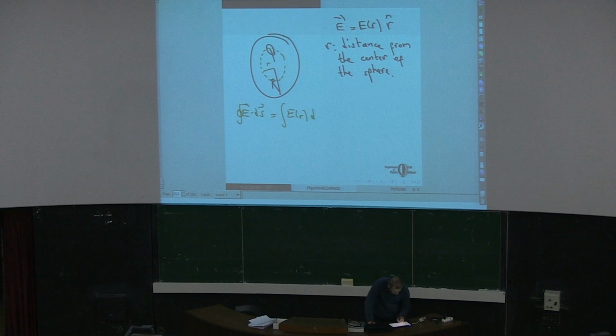E_r times dS. Now E_r is just a constant which I can take out of the integral. The remaining part is nothing but the sum of the areas of the patches that make my sphere. That gives me the total area, 4 pi r squared. This should be equal, by Gauss's law, to the total charge inside my sphere, which is zero. I have a spherical shell. It's a shell.